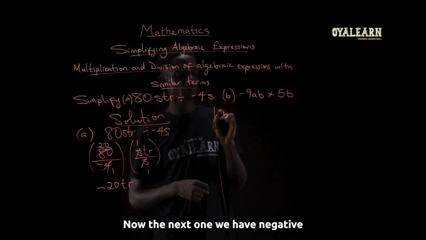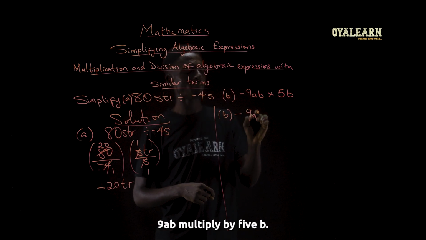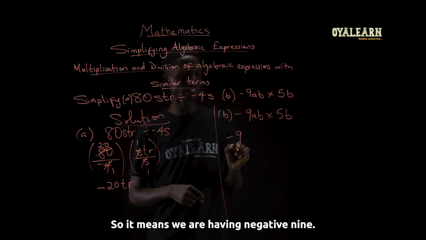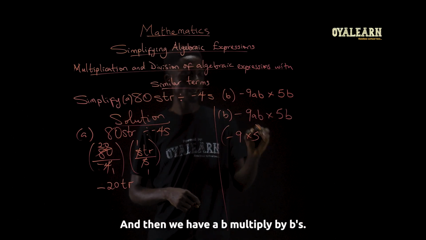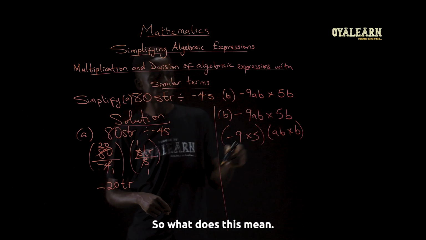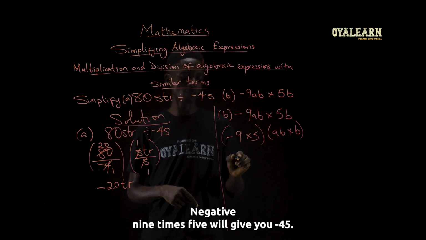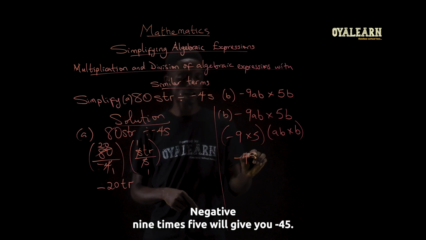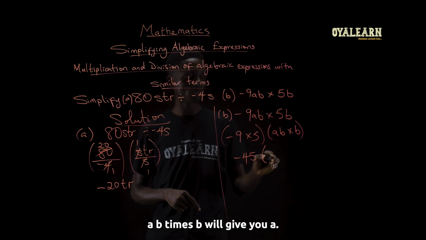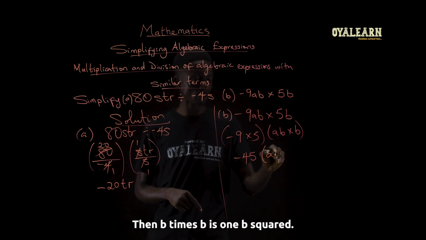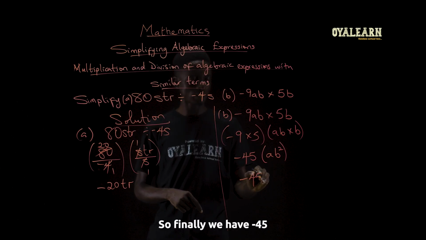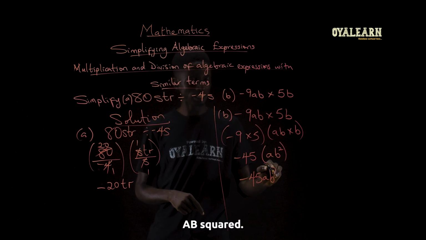Now, the next one, we have negative 9AB multiplied by 5B. So it means we're having negative 9 multiplied by 5, and then we have AB multiplied by B. So what does this mean? Negative 9 times 5 will give you negative 45. And then AB times B will give you A. Then B times B is what? B squared. So finally we have minus 45AB squared.